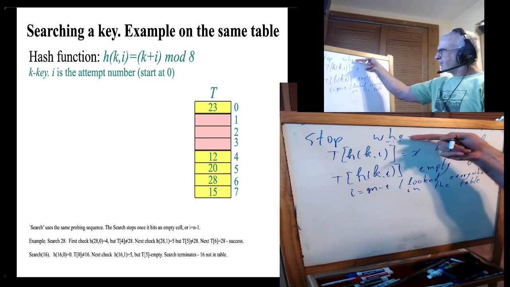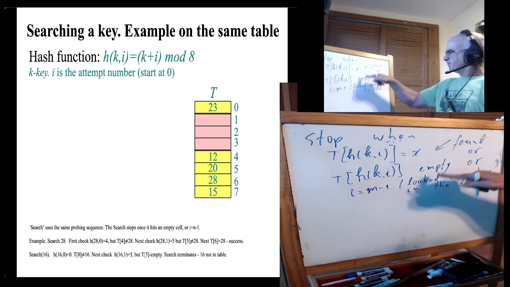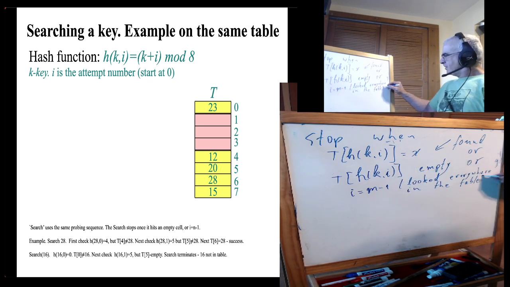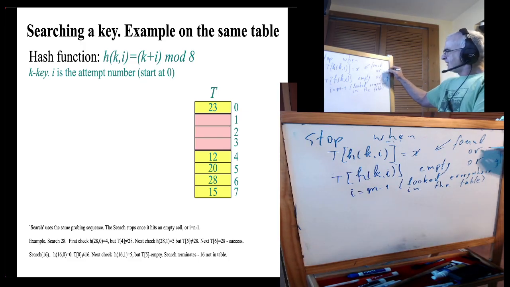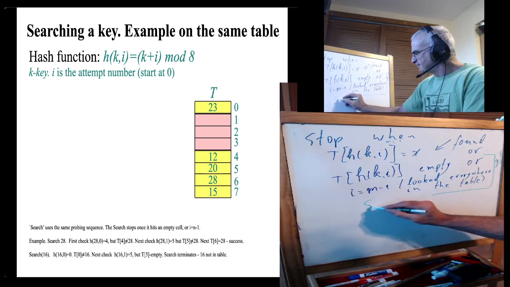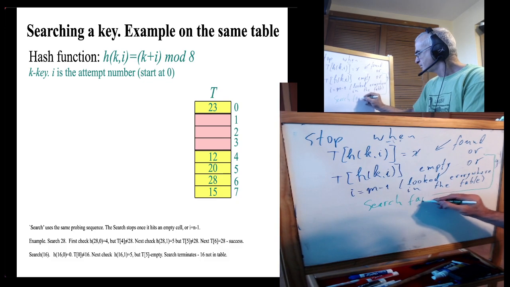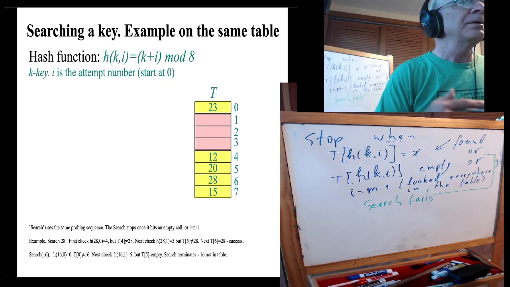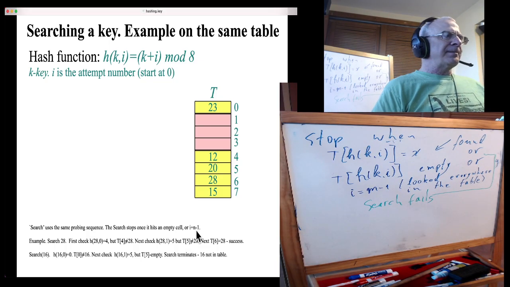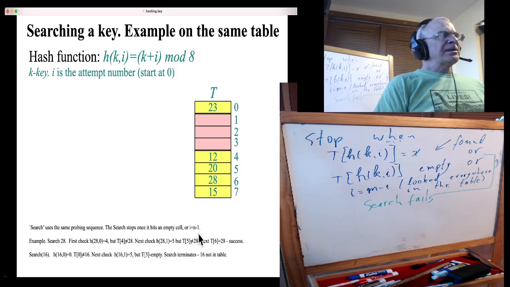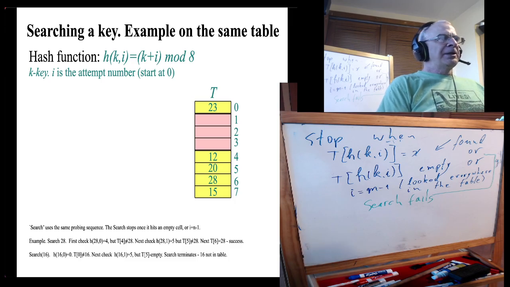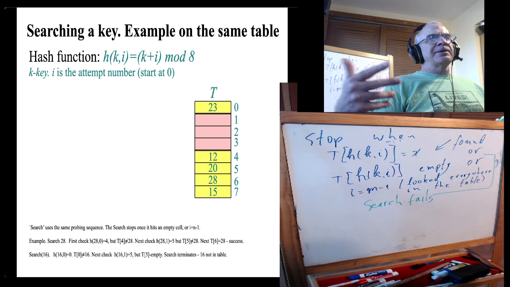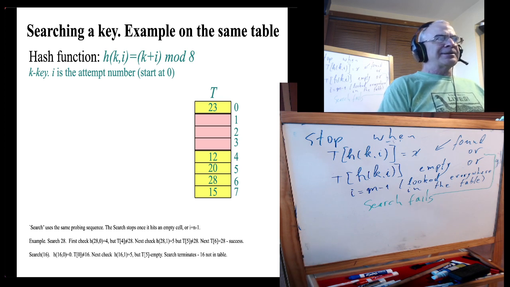And none of the cells contains x, the value I'm after, meaning that in both these cases, this is our indication that the search failed. It is an unsuccessful search. We looked for a key that is not in the table. And as we mentioned already with respect to chain hashing, unsuccessful search takes more time. There are on average more elements to check until we realize that our key is not there.